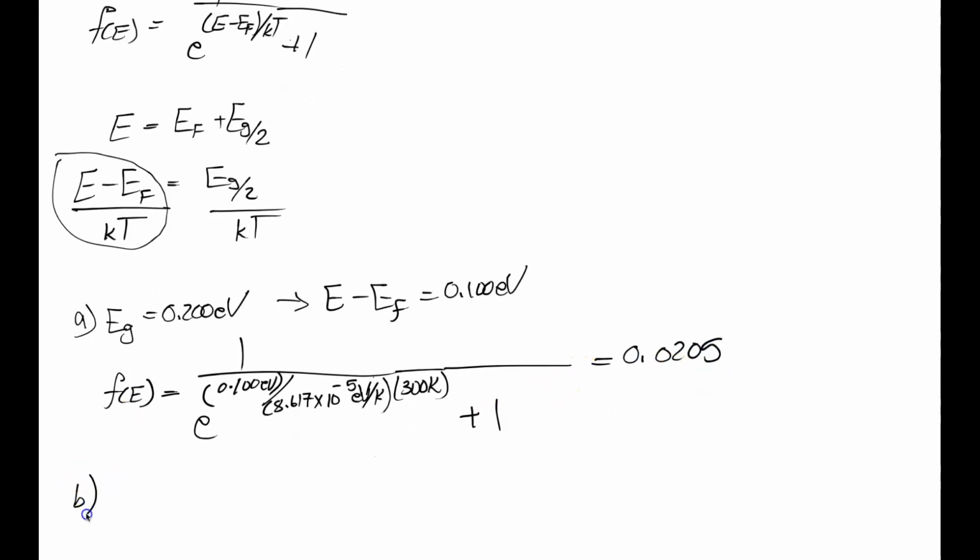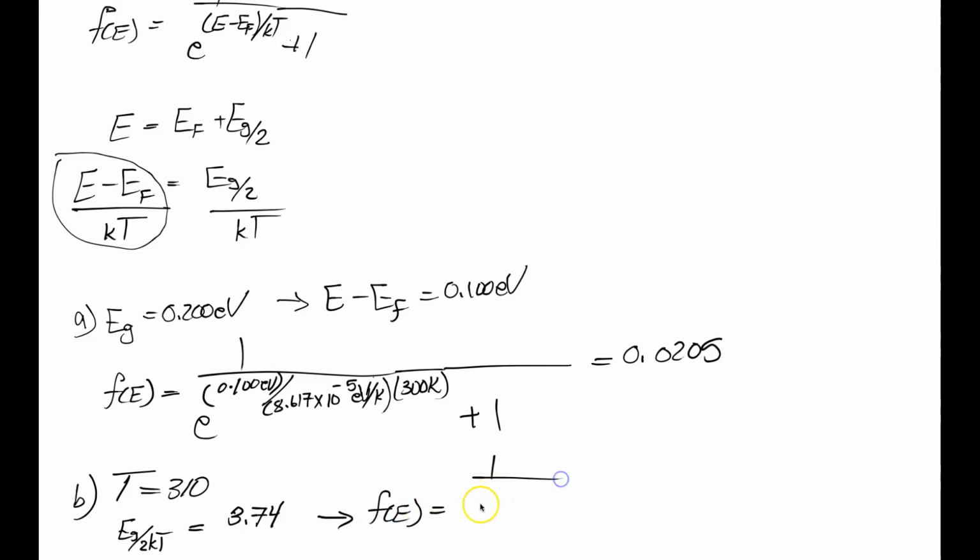If we repeat the same steps but for T equals 310, then we get that E gap over 2kT would equal 3.74, which means that the probability would be 1 over e to the 3.74 plus 1, which will give us a probability of 0.0231, and this is about a 13% increase.